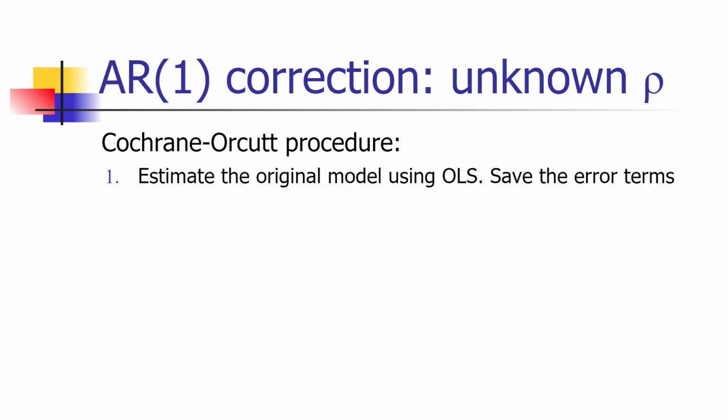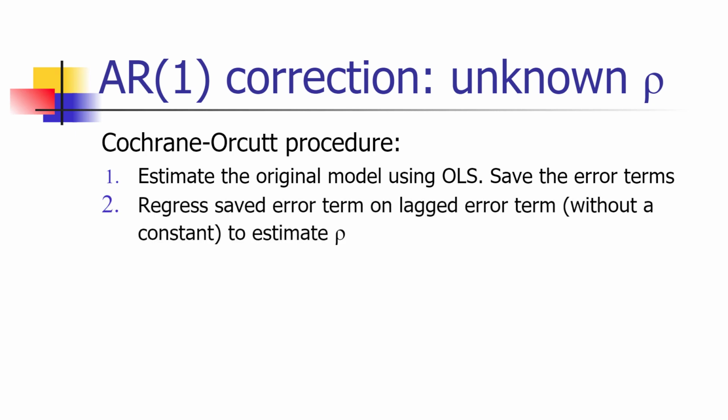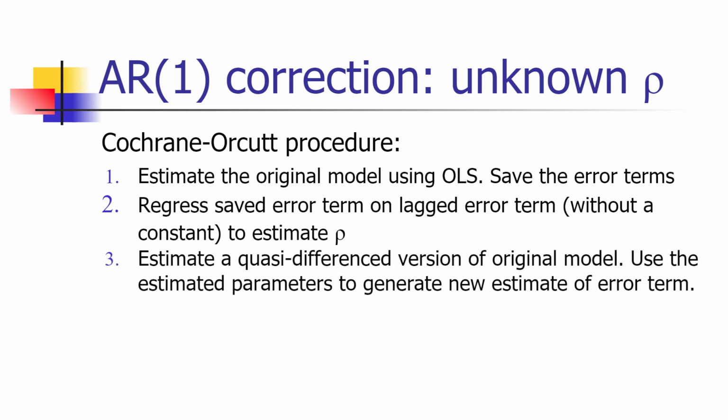There have been several techniques suggested to estimate a model when rho is unknown. One procedure, and the earliest one that was used extensively, was the Cochrane-Orcutt procedure. Under that procedure, you estimate the model using ordinary least squares. You save the error terms. You regress the error terms on the lagged error terms without a constant to estimate a value of rho. Then you use that estimated rho to quasi-difference your dependent and each of the independent variables. And then when you estimate that, you now get estimates of beta 0 through beta k.